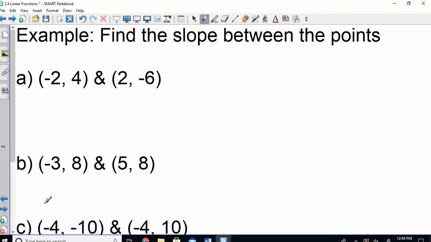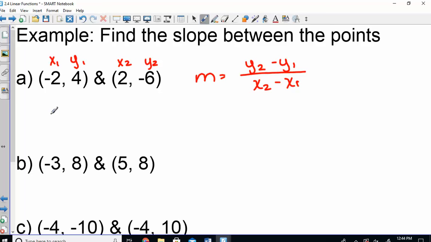All right. So do you guys remember how to find slope? I gave you the formula already. We're going to do one together, and then I'm going to have you guys try a couple. So it's y sub 2 minus y sub 1 over x sub 2 minus x sub 1. So this is like the x in the first, the y in the first, the x in the second, and the y in the second.